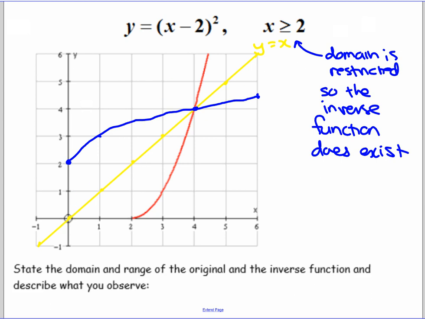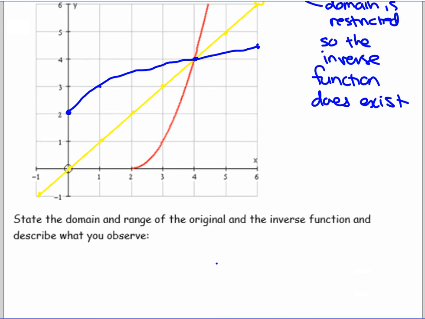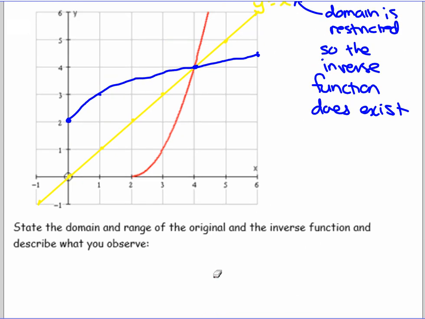Something interesting you might notice too about the domain and range if you have an inverse function and the original function. You compare them. Say the domain and range of the original, which is in red, and the inverse function, which I did in blue, and describe what you observe. So what is the domain of the red one? It's mentioned on the equation above. Yeah, x is greater than or equal to 2.